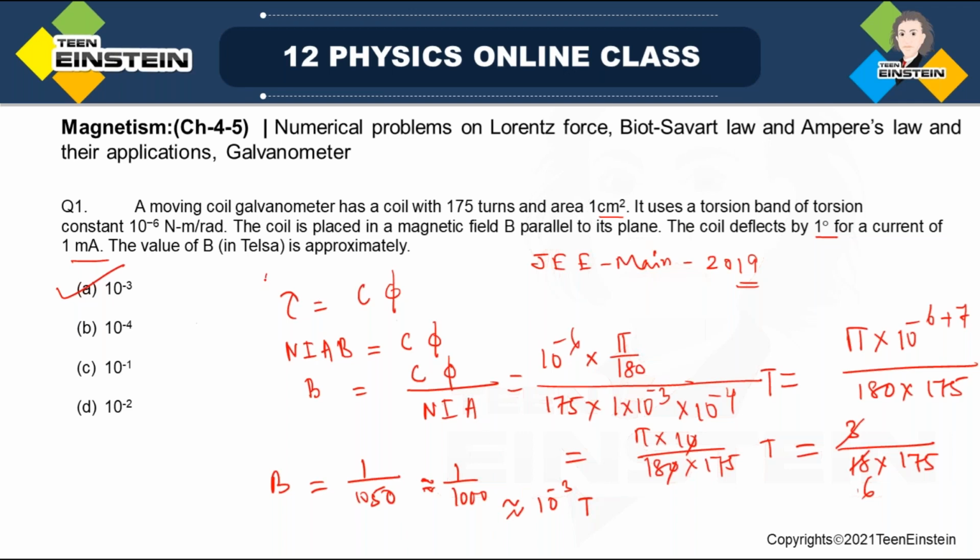So you have to just remember this for a galvanometer coil. Tau is equal to C into phi, where C is the torsional constant and phi is the angular deflection in the coil or in the pointer. Then you have to write this torque and corresponding parameters. You have to see whether the values are given or not, and that's how we have reached this solution. Okay, move on to the next problem.